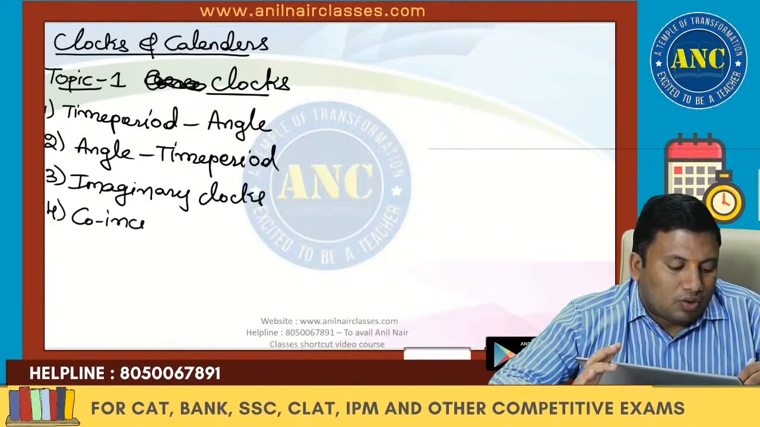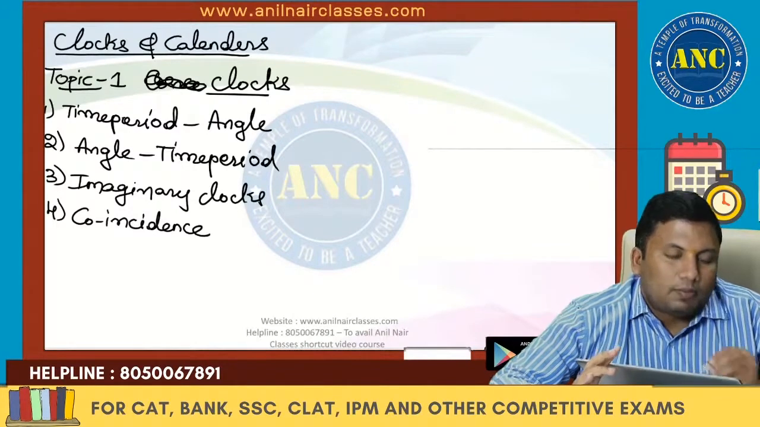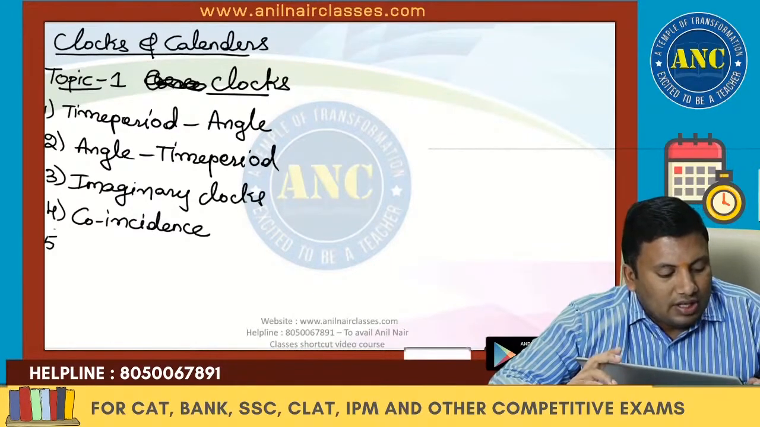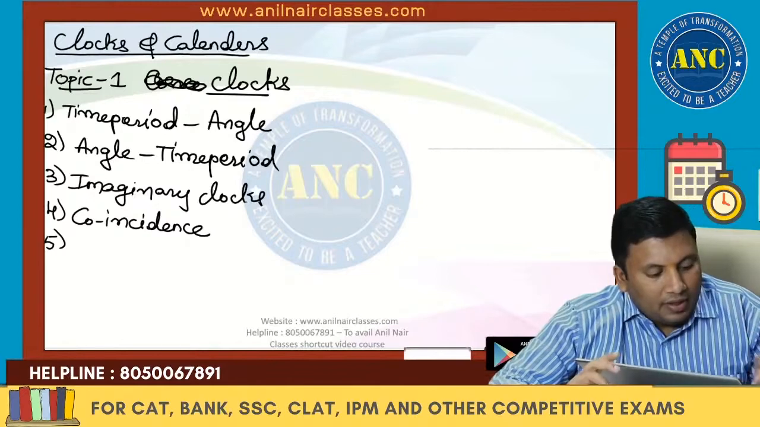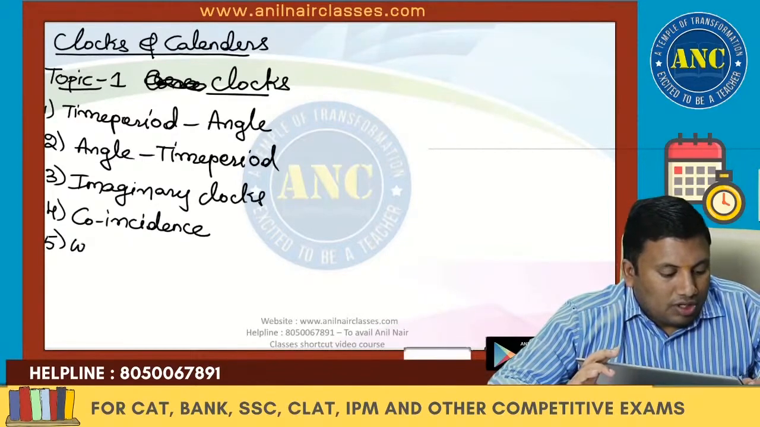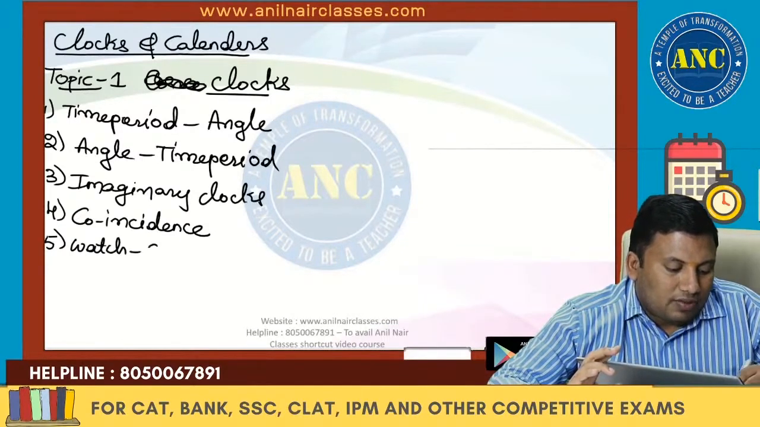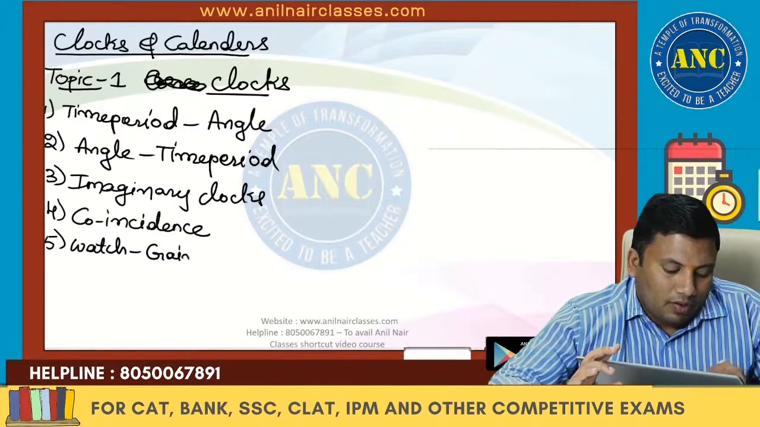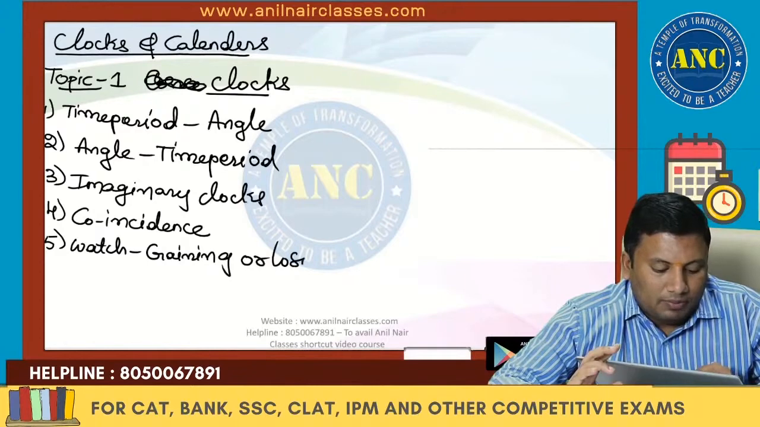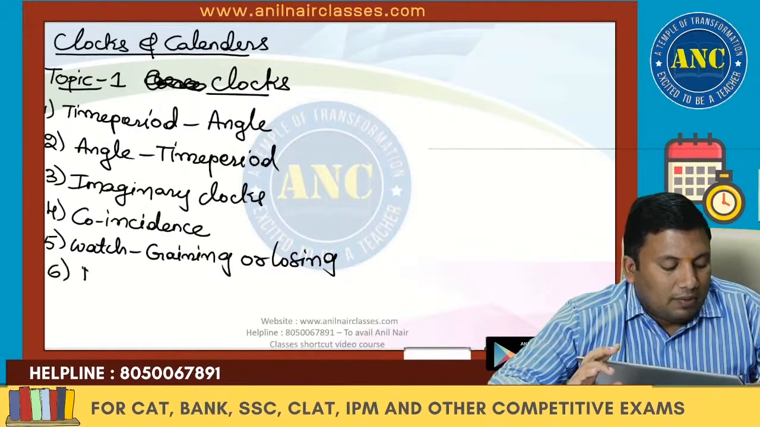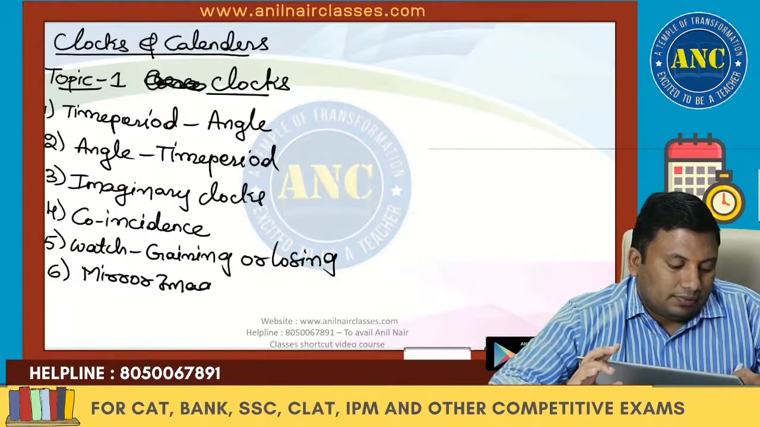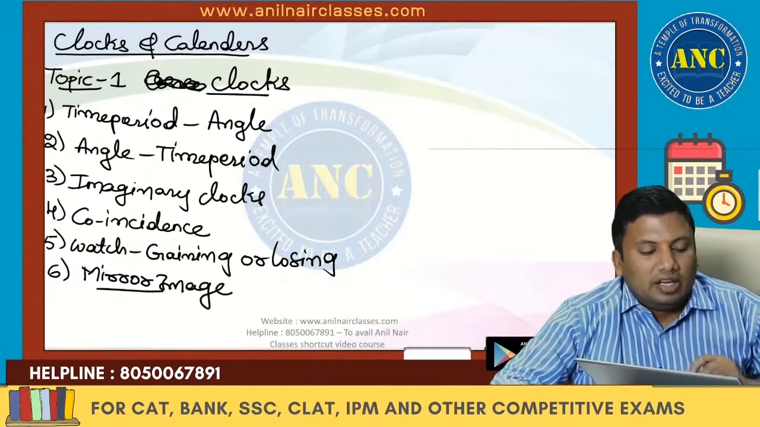Problems based on coincidence. And the fifth one is watch gaining or losing problems. And the next one is mirror image. These are the 6 problems.